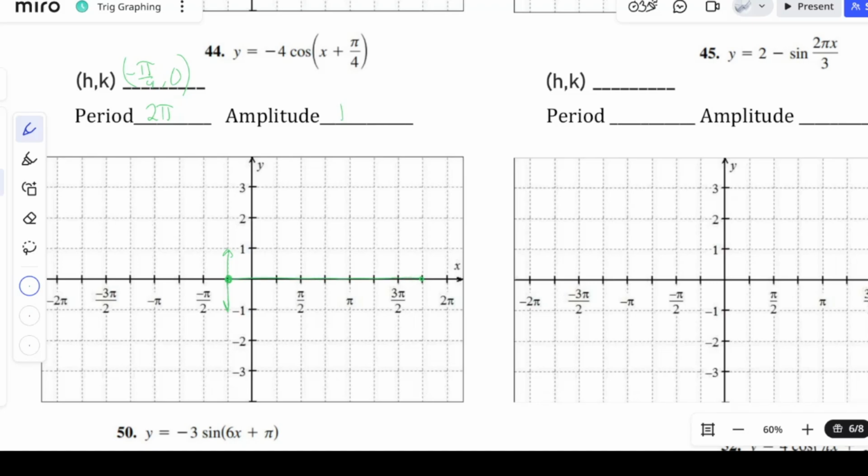Period. And then it is upside down cosine, so it starts low. Oh, I forgot to do my quarter intervals. Half, quarters. Upside down cosine, low, middle. Looks good.